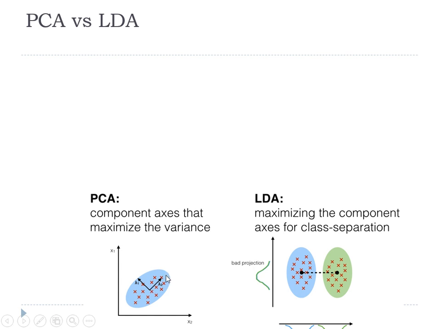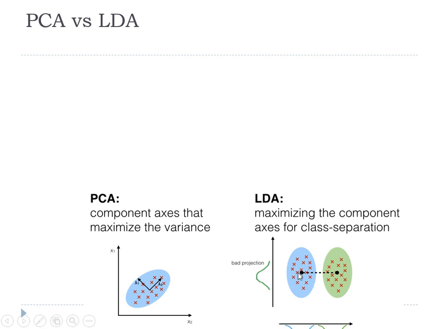PC1 will basically have maximum variance in your data, and PC2 will have the next level of variance, not the maximum but a little lesser compared to PC1. When we are talking about LDA, what is more important is that we are trying to maximize the separation between the two classes. So this is one class and this is another class. Blue is one class, green is another class, and the cross marks are the data points.